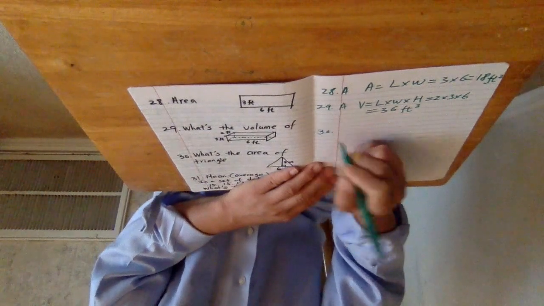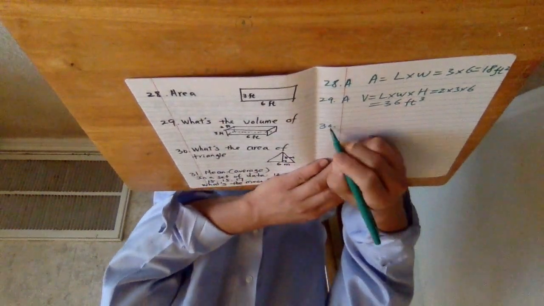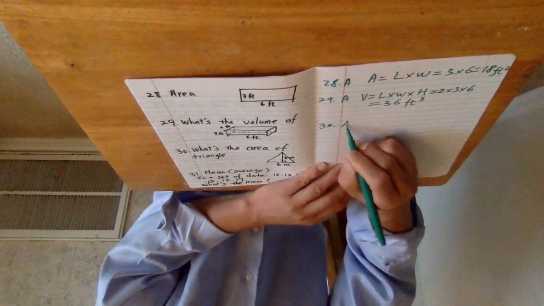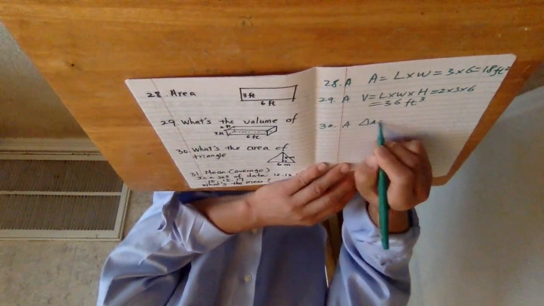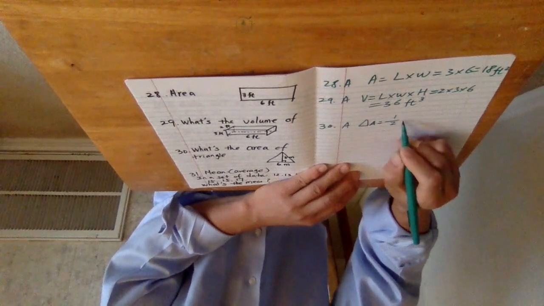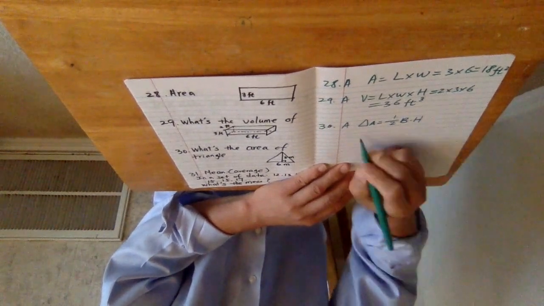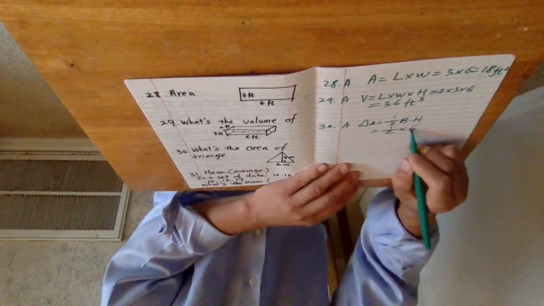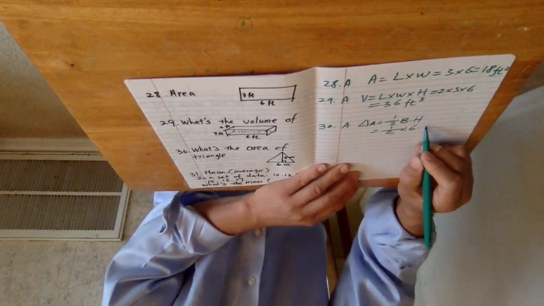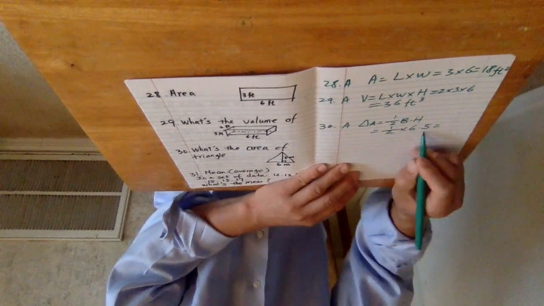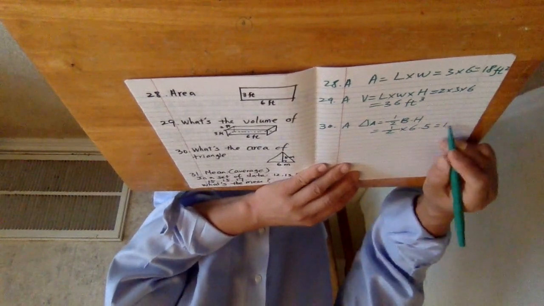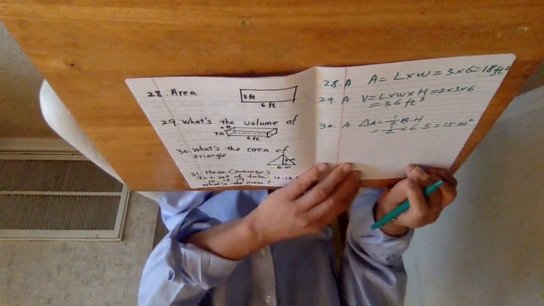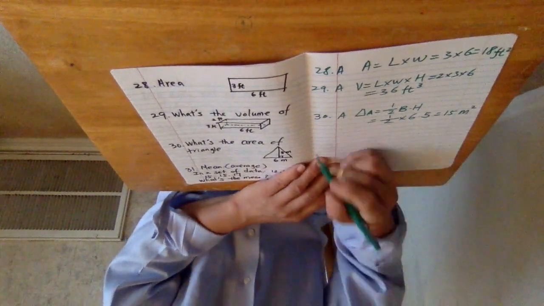Number 30. What's the area of a triangle? Area of triangle will be area equals half times base times height. Base is 6, height is 5. 5 times 6 is 30, divided by 2 is 15 square meters.